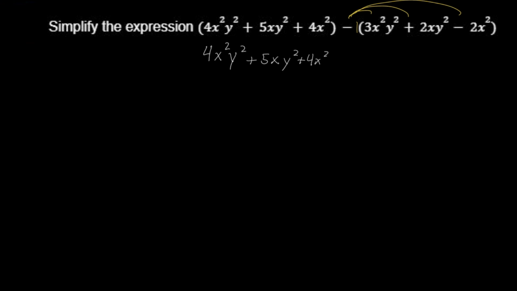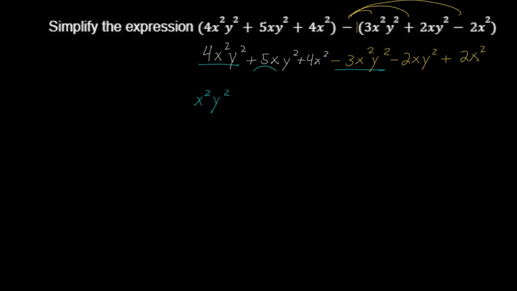But then we'll distribute negative 1 through the second set, making it negative 3x squared y squared minus 2xy squared plus 2x squared. Afterwards, we'll start combining like terms. With multivariable polynomials, they may be in different orders, so I'm just going to start working from left to right. We've got x squared y squared, so I'm going to look for other x squared y squareds, which is right there. So 4 minus 3 is 1x squared y squared, which is really just x squared y squared.